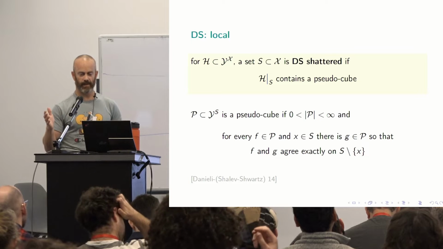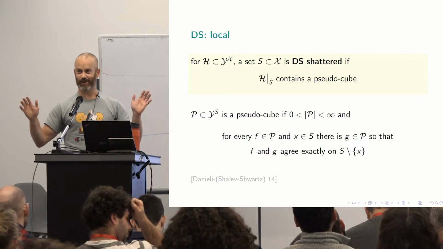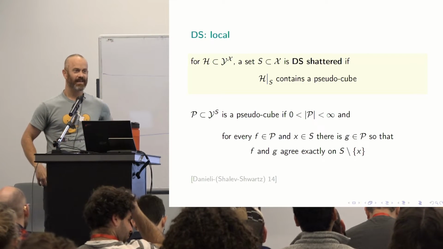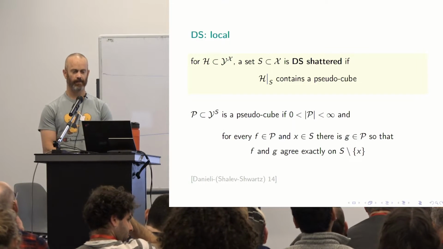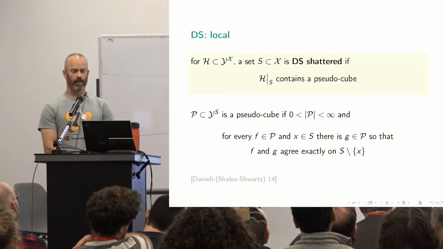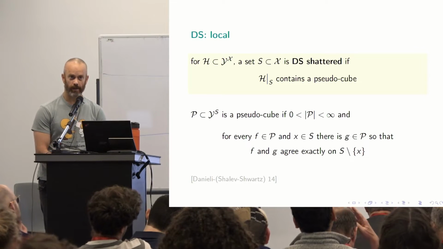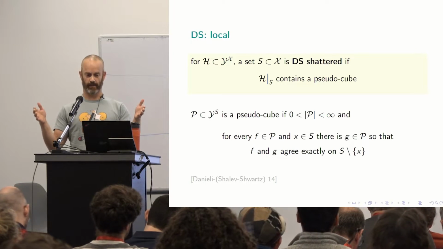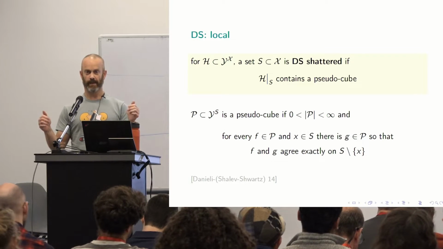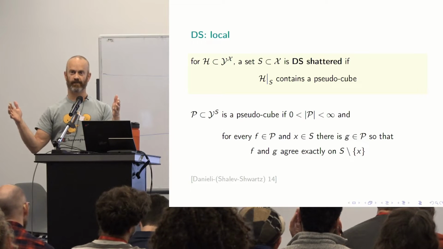And the last dimension I'm going to tell you about is the DS dimension, the Daniely-Shalev-Shwartz dimension. Again, it is defined locally. We say that a set S is DS shattered if when we project, we see a pseudo cube.